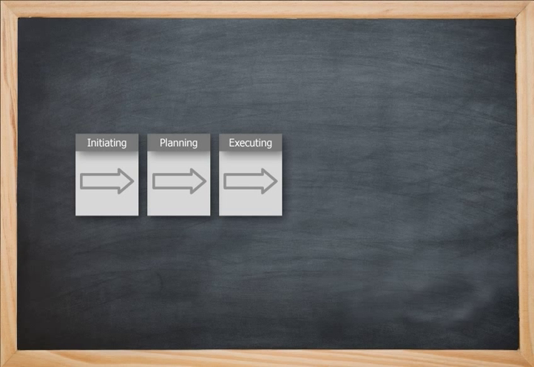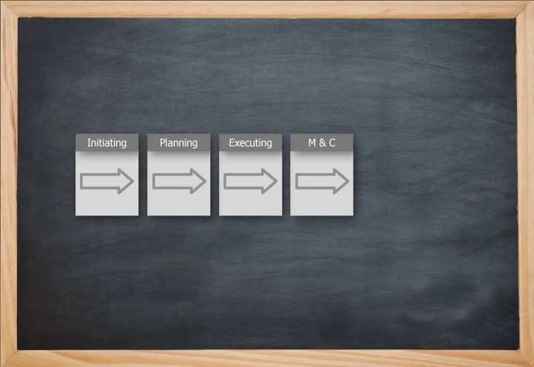Then you've got the executing process group. This is where you integrate people and resources to carry out the plans we've just discussed. This is where all the work's done. Then you've got monitoring and controlling, which I hate writing all that out, so I tend to abbreviate it and call it M&C. In order to meet project objectives, this set of processes measures and monitors project progress. Most of the processes here are centered on quality and change management.